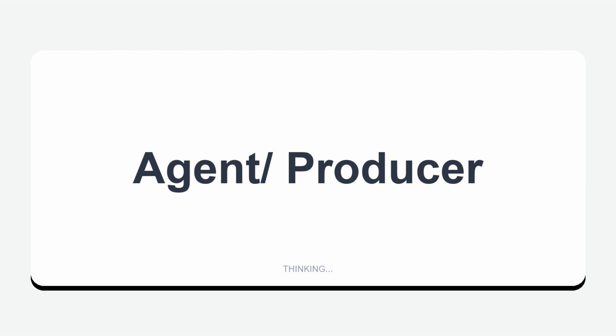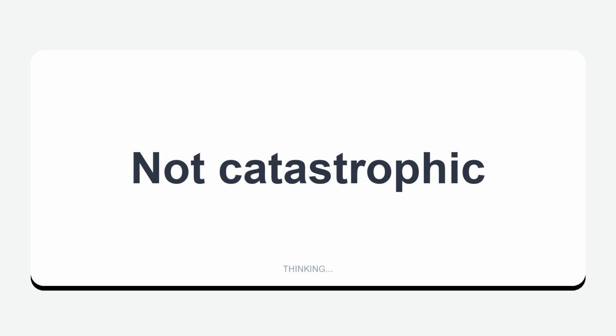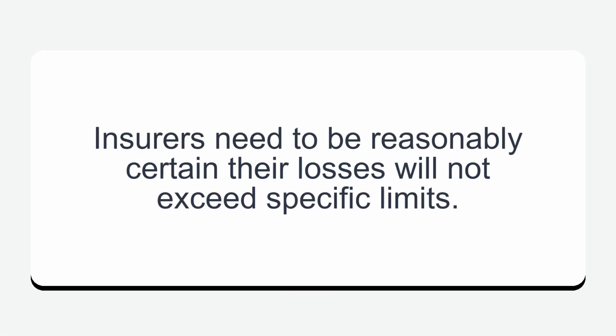Agent/producer: a legal representative of an insurance company. The classification of producer usually includes agents and brokers. Agents are the agents of the insurer. Insurers need to be reasonably certain their losses will not exceed specific limits, not be catastrophic.